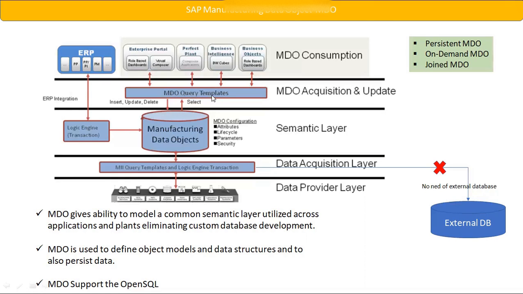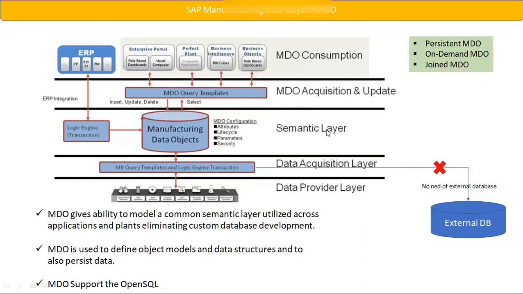So here you can see the MDO query. By writing an MDO query, you can fetch the data from the MDO and provide the data to some reporting tool, either Business Objects or Enterprise Portal. The data can be consumed by the reporting tool by using your MDO query. It is the same as if you are writing a SQL query. SQL query can be utilized by these reporting tools, and this MDO query can also be utilized.